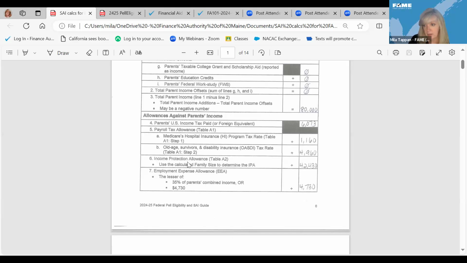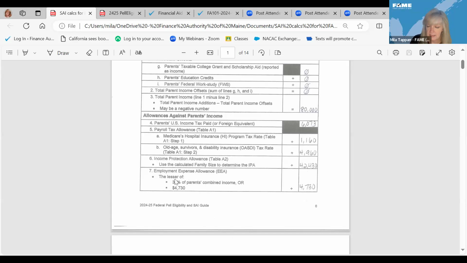One of the things that's better with this new formula is the income protection allowance is larger. It being larger is good because it means more income is protected. Those amounts have been bumped up. For a family of four, it's important how many people are in the family. A family of four, you're going to see that the income protection allowance on the parent side is $42,430.